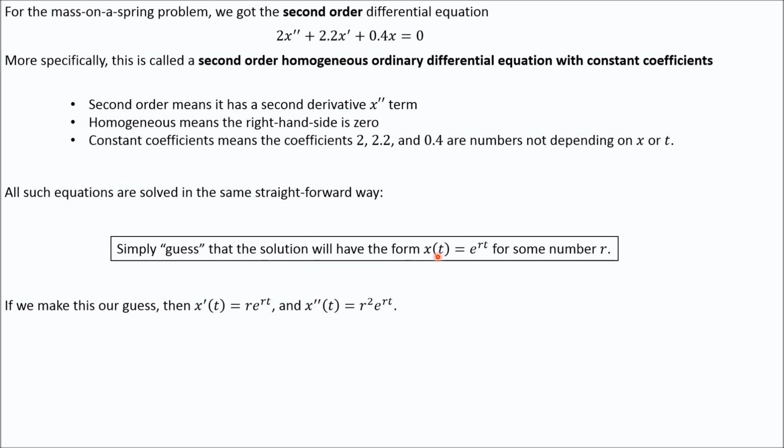a solution, you need to be able to plug it into the differential equation and get 0 equals 0. That's what we mean by a solution, as always. So notice that the first derivative by the chain rule is r e to the rt, and the second derivative is r squared e to the rt. And so when we plug this in for x prime, this in for x double prime, and this in for x, our differential equation becomes this.